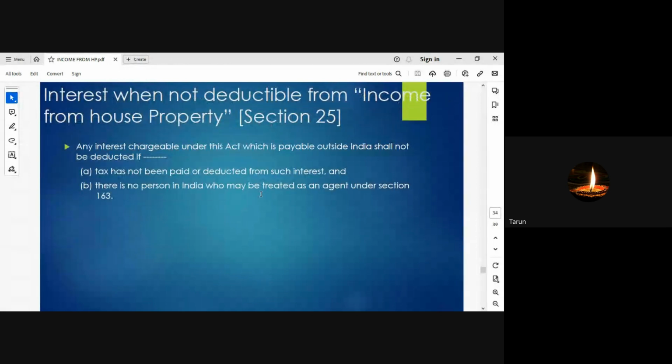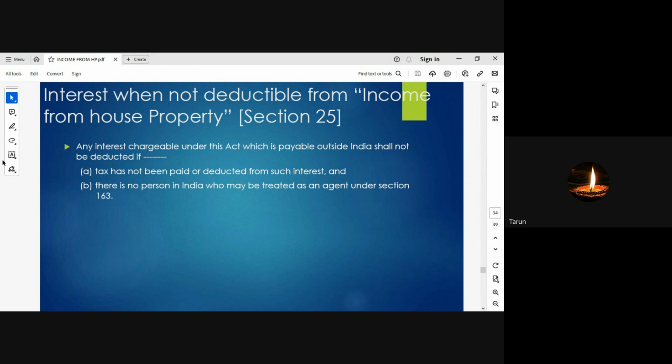Now, any interest which is not deductible from income. This is a particular point. Any interest chargeable under this Act which is payable outside India shall not be deducted if two conditions apply: tax has not been paid or deducted from such interest, and there is no person in India who may be treated as an agent under section 163.